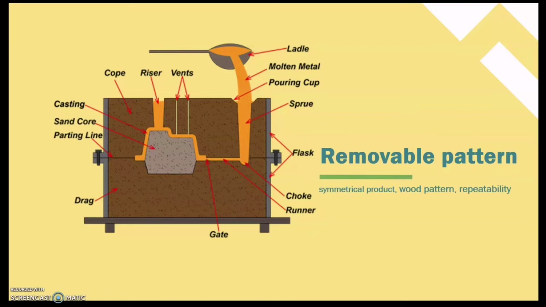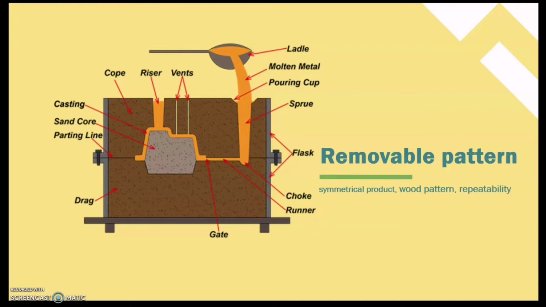In this picture, there are a few important components that build up this method. They are cope and drag, molten metal, pouring cup, sprue, gate, riser, cavity, and vent holes. The operation of removable pattern sand casting process starts with constructing cope and drag. Sand is well compacted around the wood pattern, and the pattern is removed to create an empty cavity before the casting process. We first melt the solid metal at high temperature.